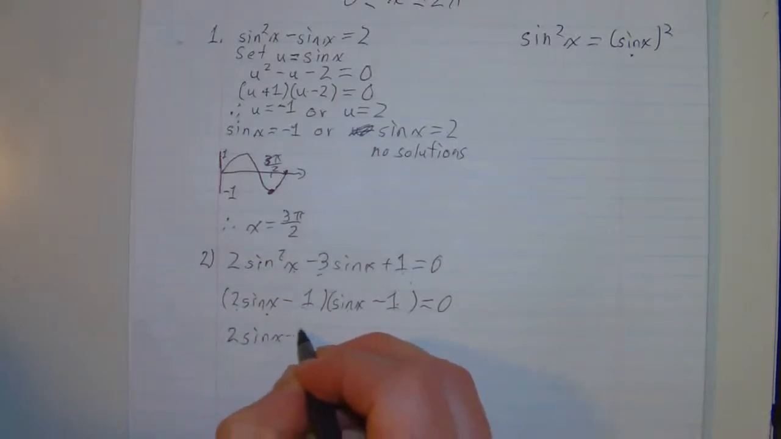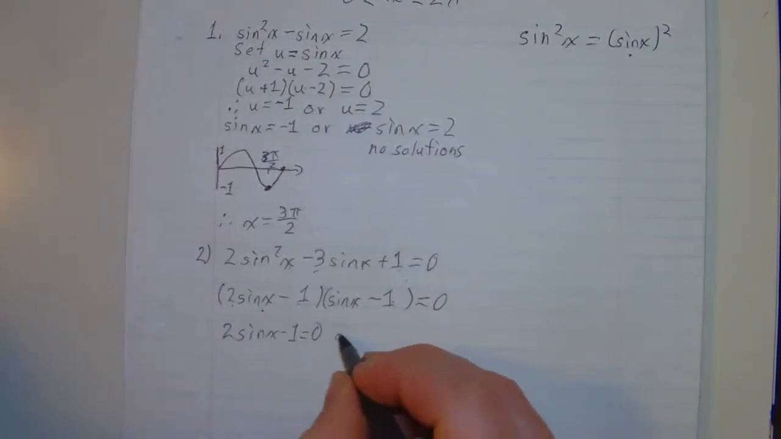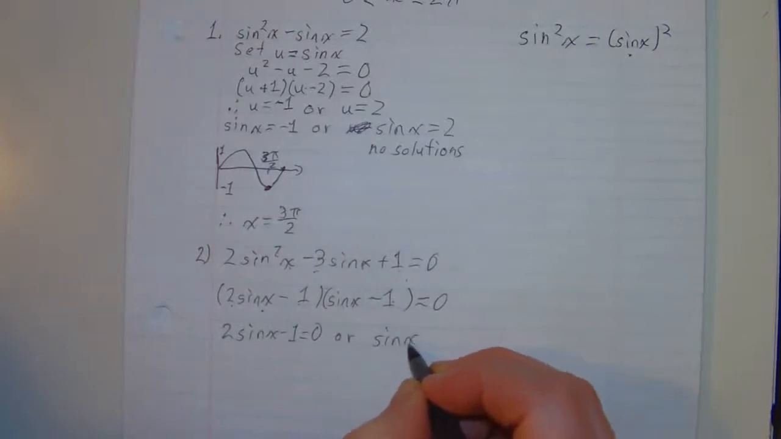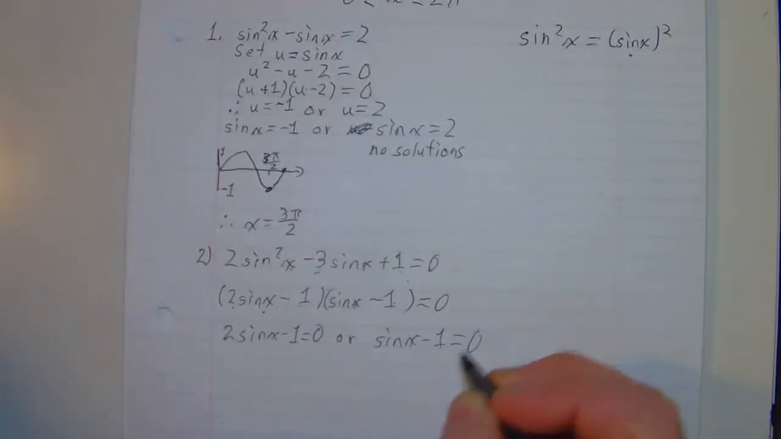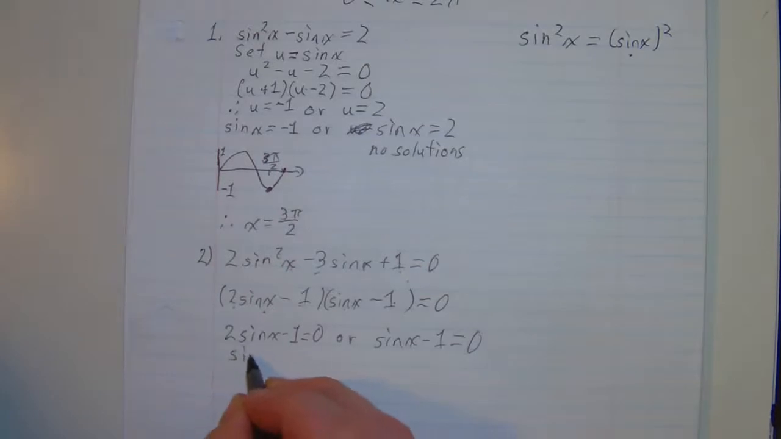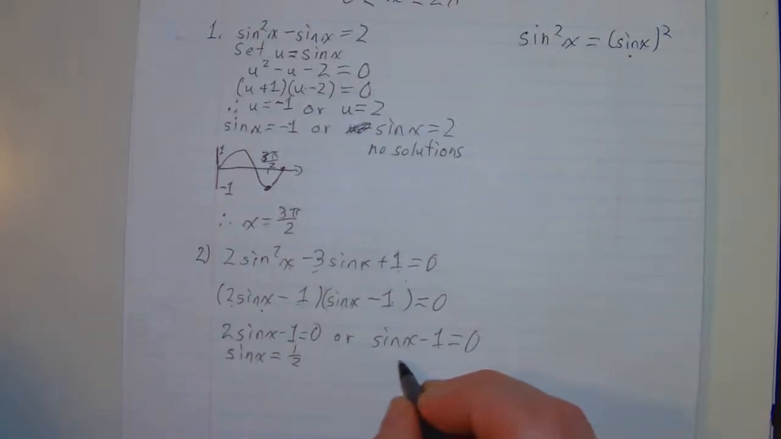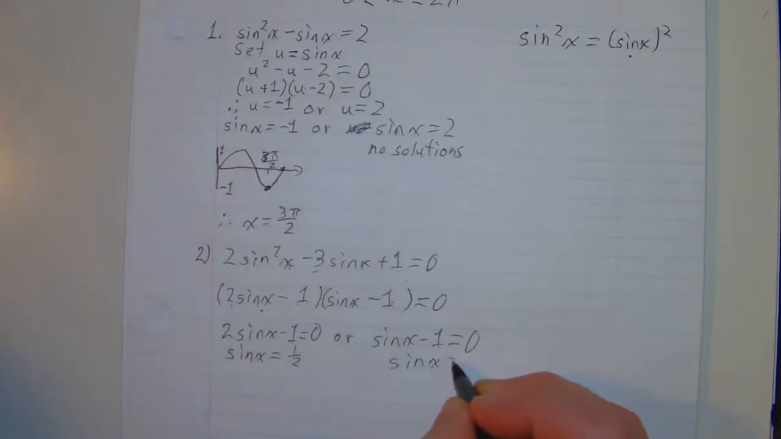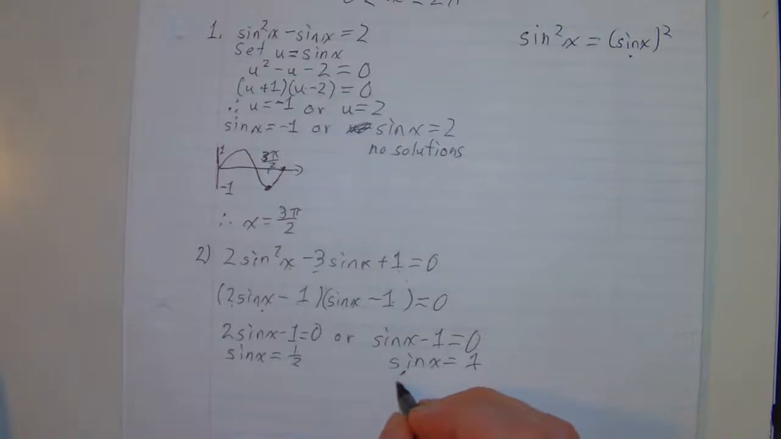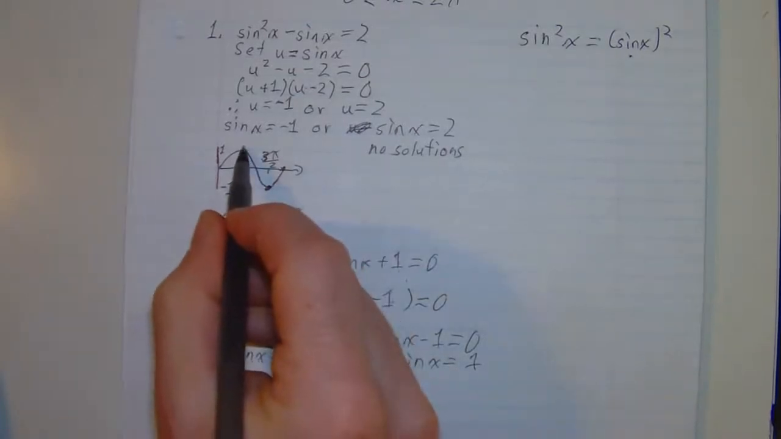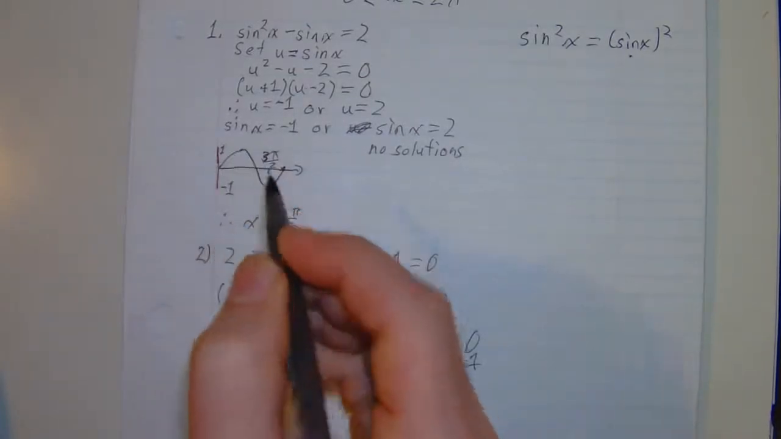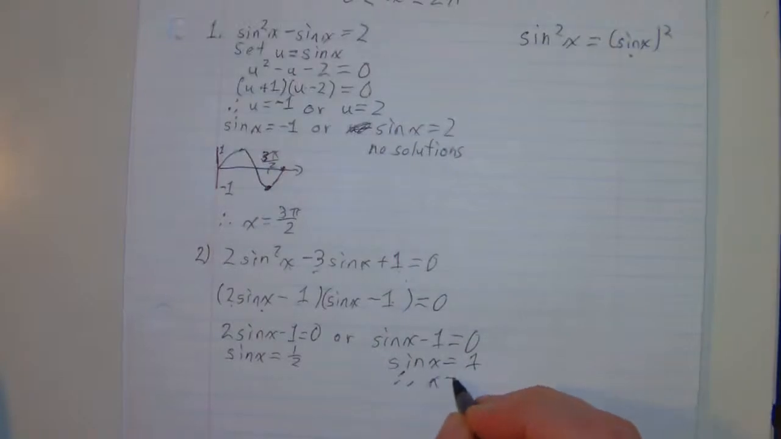2 sine x minus 1 equals 0, or sine x minus 1 equals 0. In this case, we'll get sine x equals 1/2. And here we'll get sine x equals 1. For sine x equals 1, there's only a single solution. That's right up here at the peak at pi by 2.